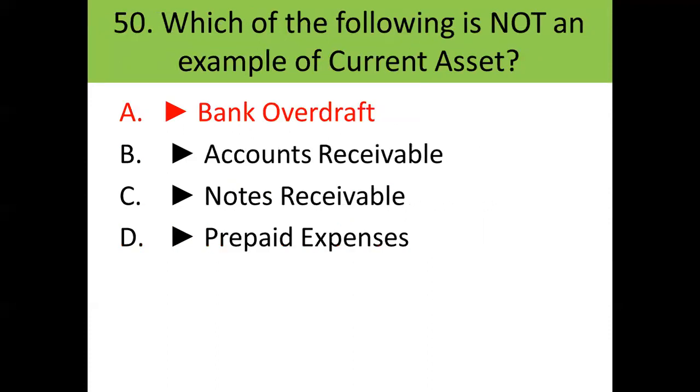Which of the following is not an example of a current asset? Bank overdraft. Bank overdraft is a current liability, not a current asset. Accounts receivable is a current asset. Prepaid expenses also is a current asset.